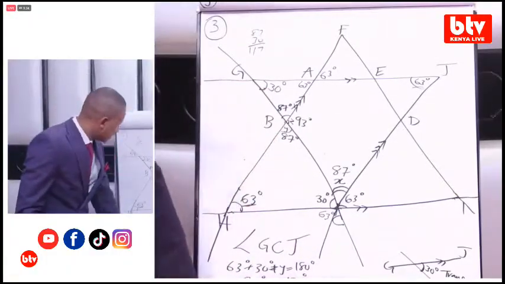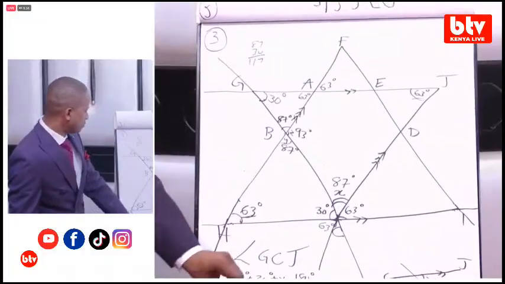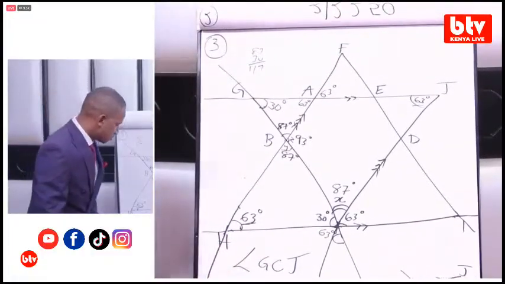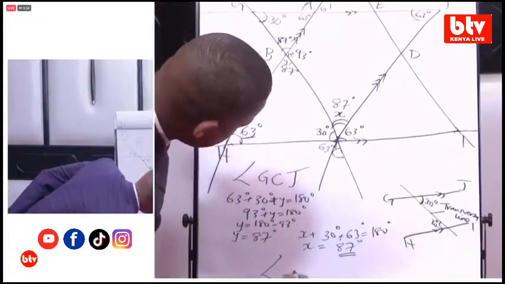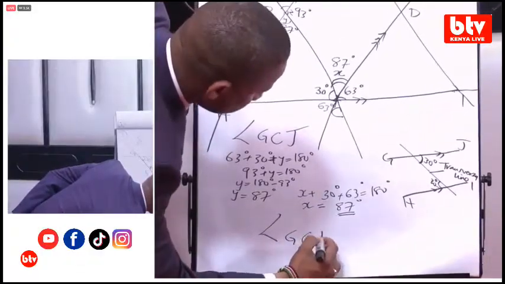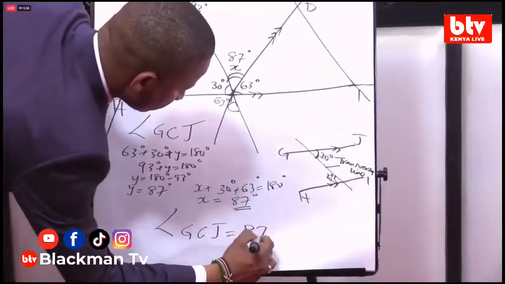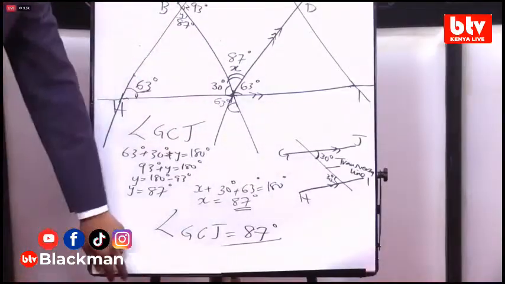We go to question number 4. So our angle GCJ equals 87 degrees.